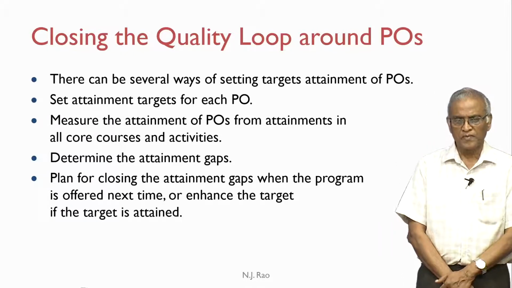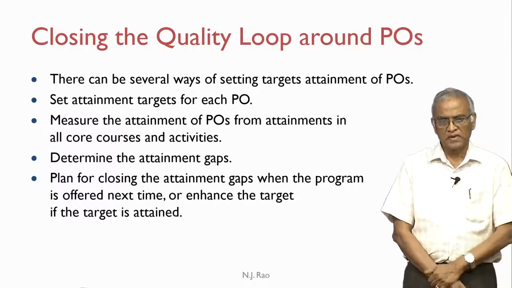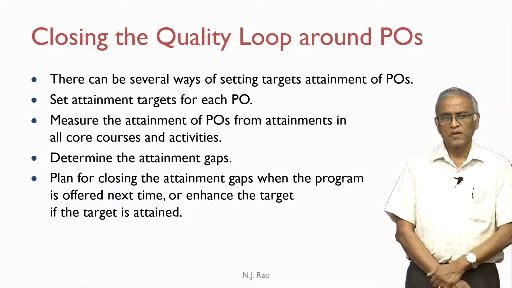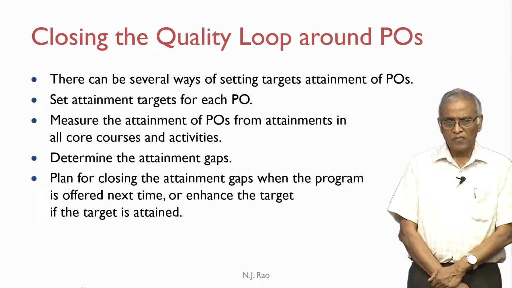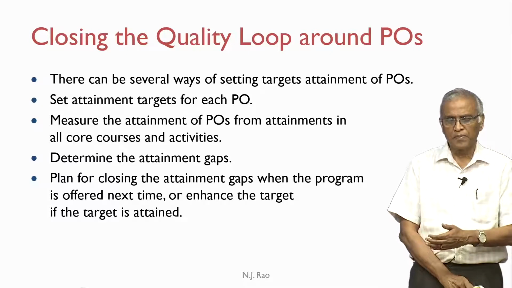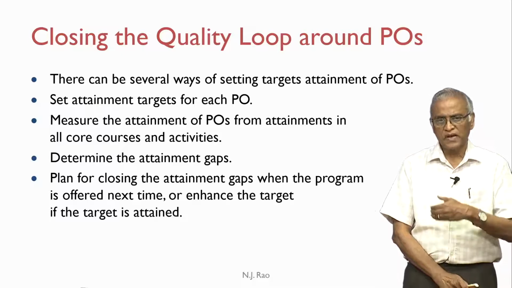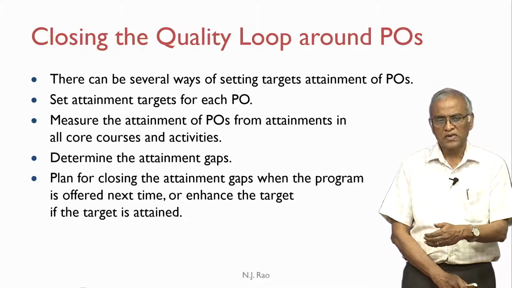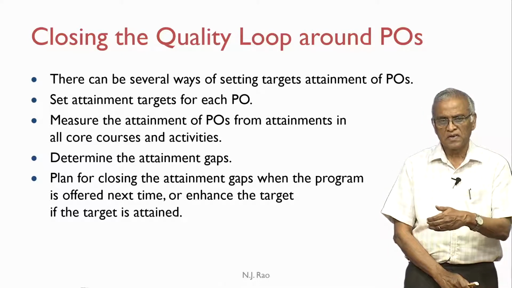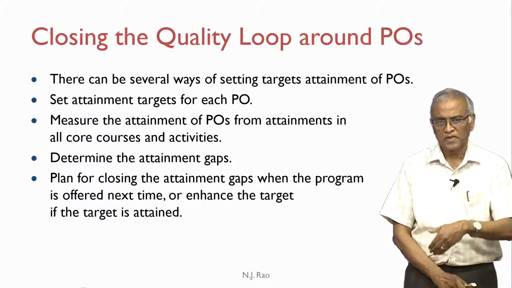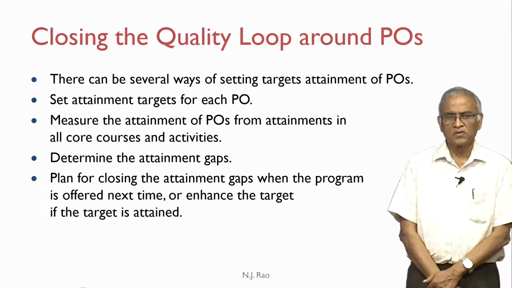And having measured that, you again determine the attainment gap, and then you close the loop of reducing the attainment gap by including activities for the next batch of students, so that you are closing the attainment gaps. That is how you close the quality loop around POs as well.